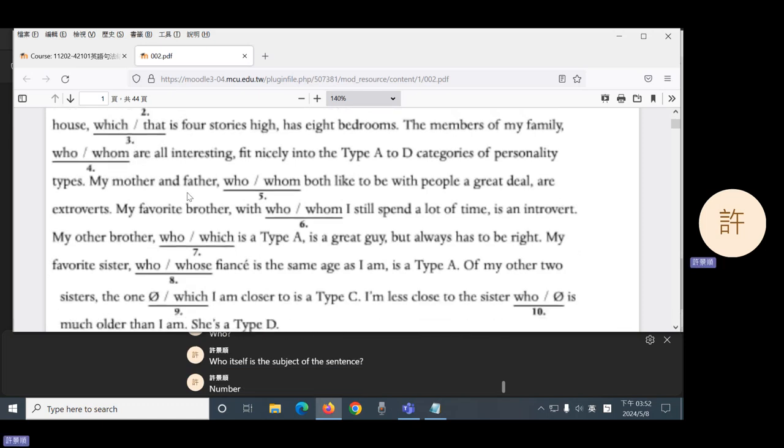Number five, mother and father, who or whom? Both like is a verb. So it is also who, subject.